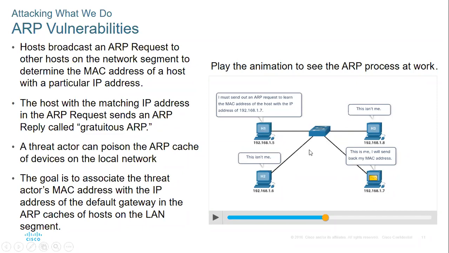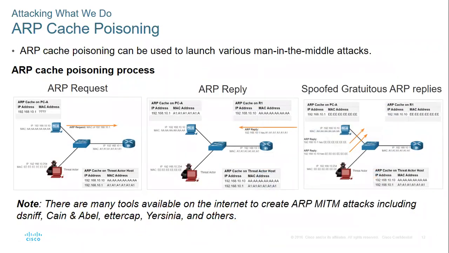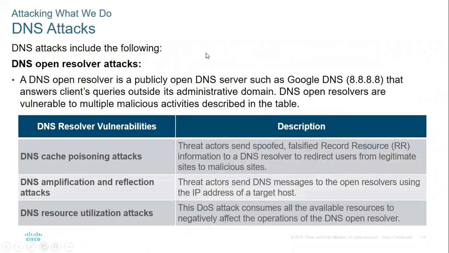Sending those broadcasts is dangerous because if we have a threat actor connected, the threat actor can receive that information and be able to send false information to the MAC table the switch has. That is making his device the default gateway. Such an attack is called an ARP poisoning attack, where we change the entries in the ARP table. All right. We also have DNS attacks.